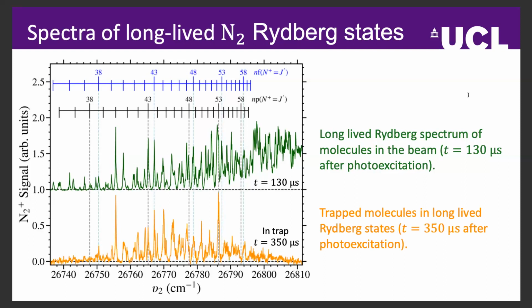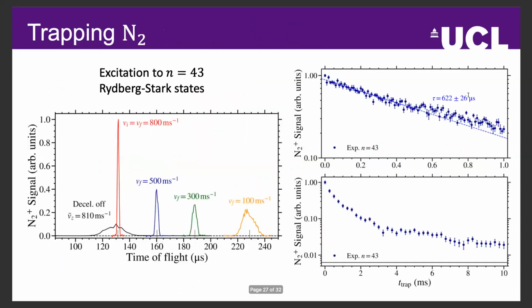Then similarly, we performed a spectrum in the trap at 350 microseconds after photoexcitation, and we can see again that these NF resonances are dominate the spectra, with some other features which I'm not going to talk about now. And just to show that we are actually trapping this, here is first of all the same measurement as I showed for the NO, demonstrating the decelerator-off setup where we just let the molecules fly through and measure the time of flight.